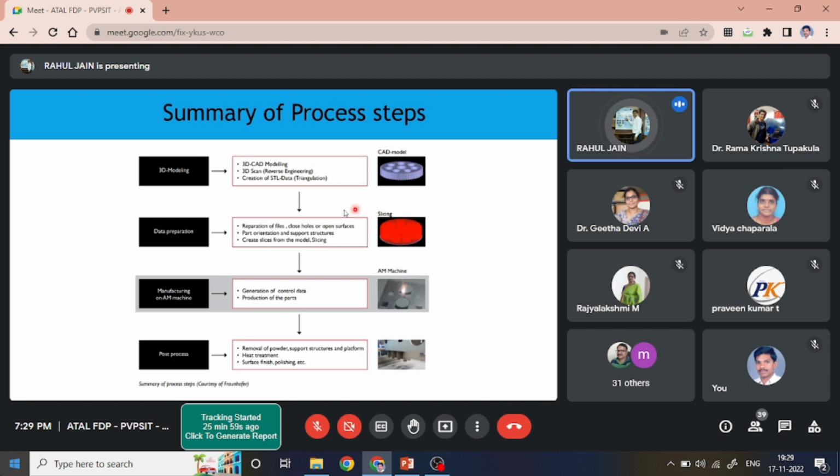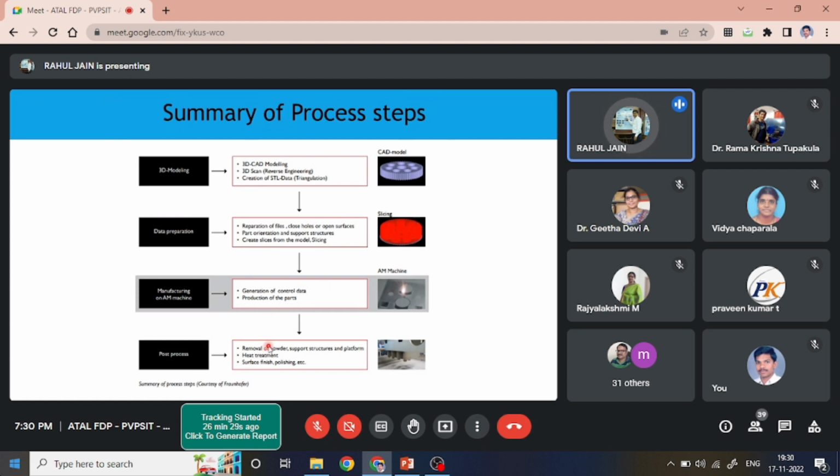Once I do this particular process, then I need to generate the control data, meaning the XY movement, right? Because it's a three-dimensional thing. I need to generate the tool path planning, because most of the time the additive manufacturing process is done either through CNC or through a robotic arm. So I need to generate this control data, the tool path planning, where this heat source will move, and eventually you will produce a part. Once you produce the part, then comes the post processing.